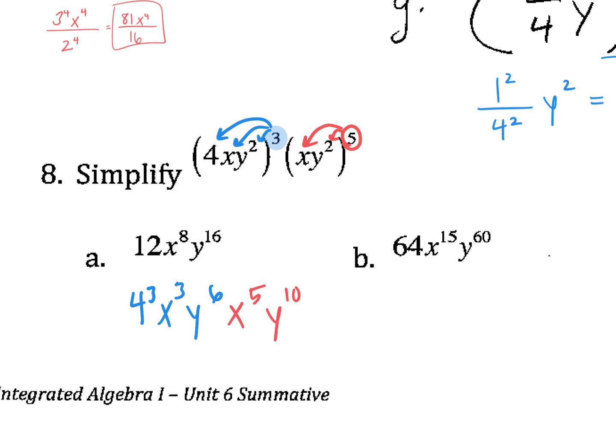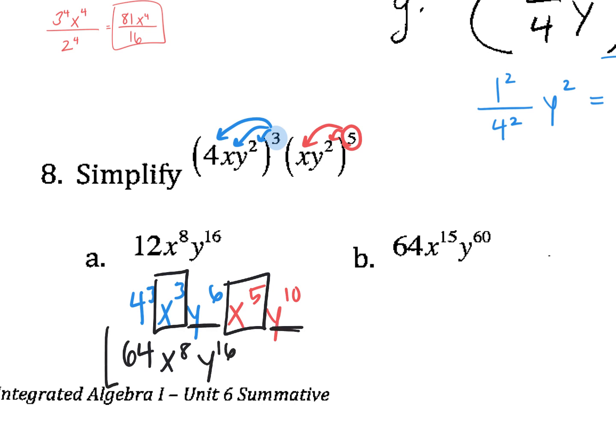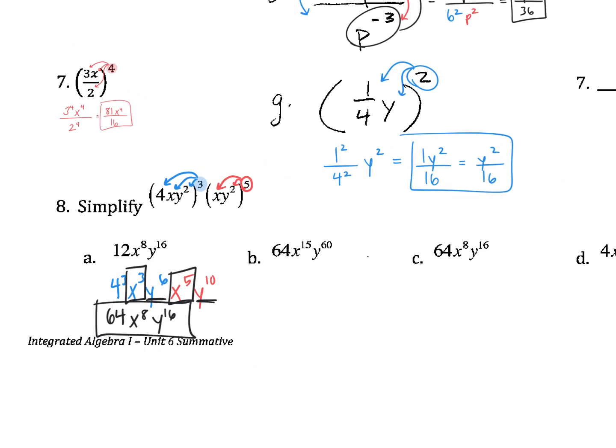So now I just have to simplify this here. 4 to the 3rd power would be 64. And then if I'm looking at my x's, I have x to the 3rd, x to the 5th. When I add those together, I have x to the 8th. And then my y's are going to give me y to the 16th power. So your final answer is going to be letter C.